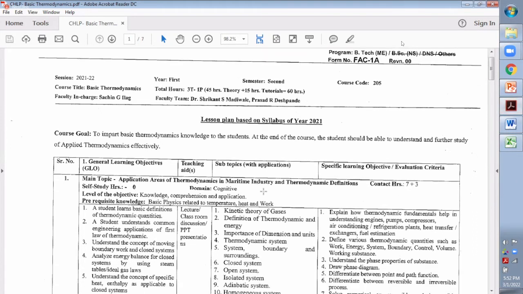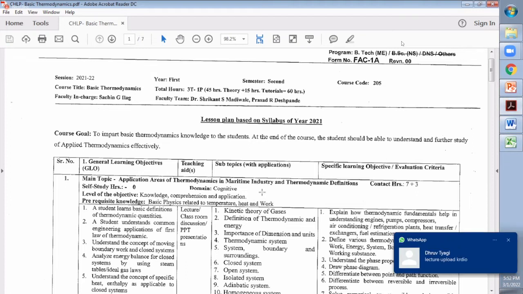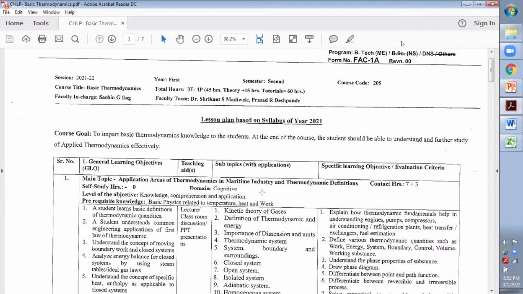The important objective of basic thermodynamics is to impart knowledge to the student. In each and every semester, you have one subject connected to basic thermodynamics, such as applied thermodynamics 1, marine steam engine, internal combustion engine, power plant engineering, computational fluid dynamics, and fluid mechanics. All these subjects require a strong understanding and foundation of basic thermodynamics.